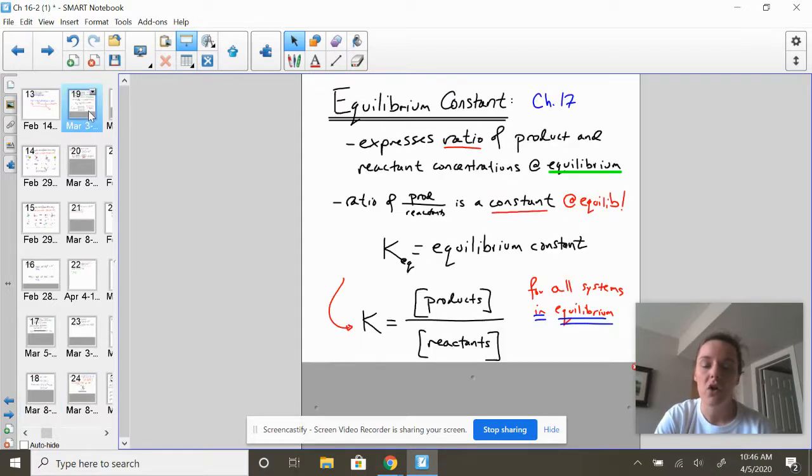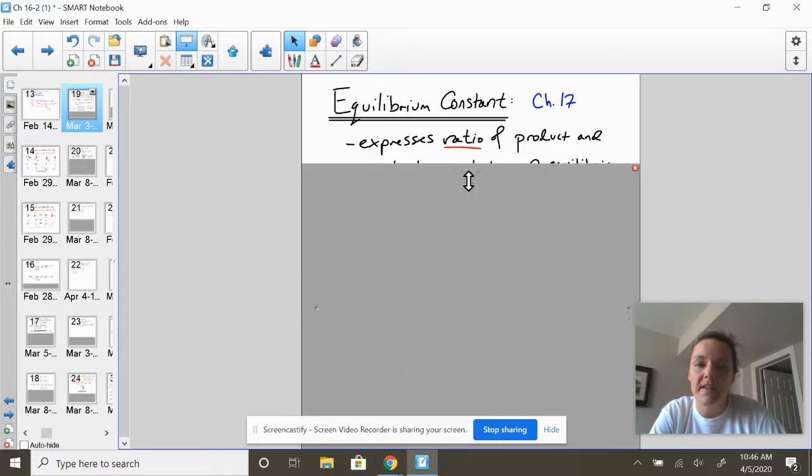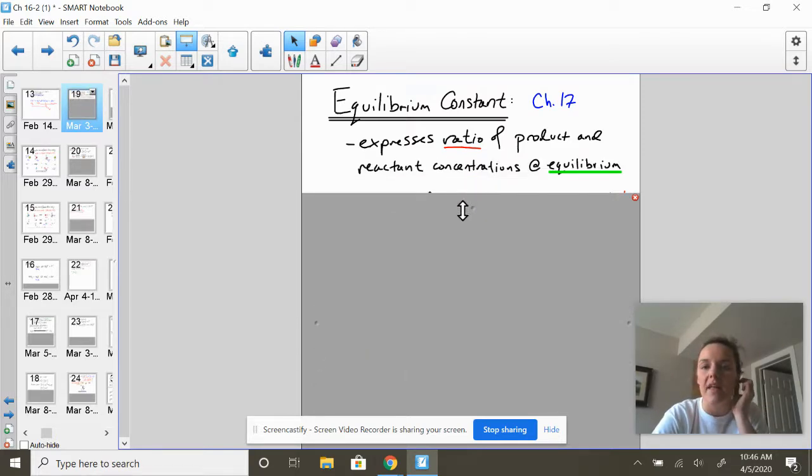Okay, so we're going to jump into this idea of an equilibrium constant, and this is in chapter 17 of your notes. So if you're looking through chapter 16 and you're like, I don't see anywhere about this equilibrium constant, go to chapter 17 and it's a small portion there.